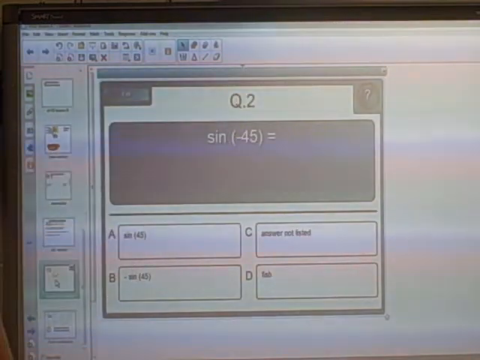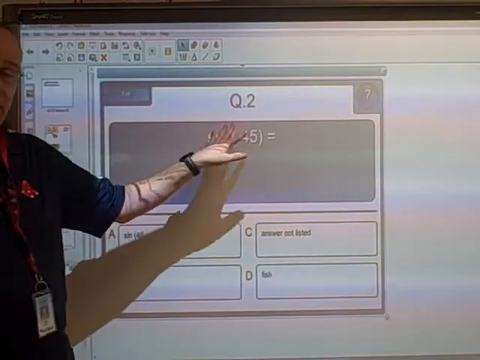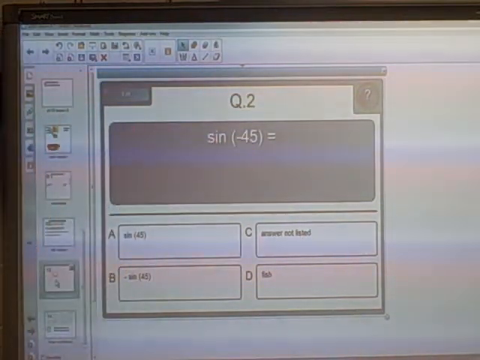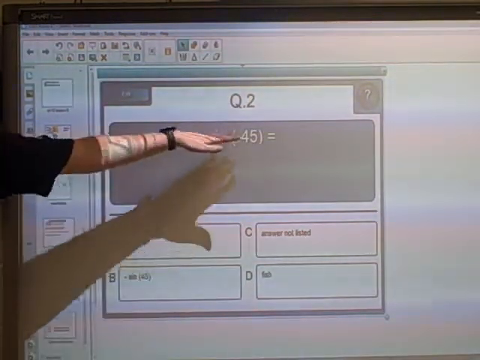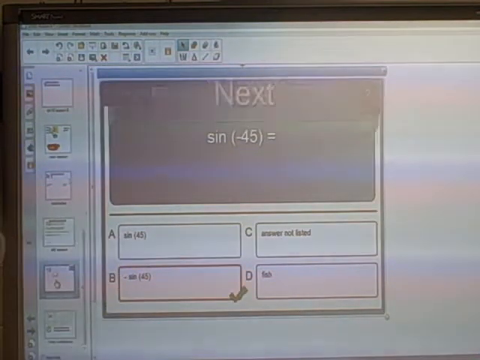Question 2, for sine, once again, I've replaced positive 45 with negative 45. So for sine, we have to think what type of function it is. That's an odd function. And for odd functions, we end up with the negative of what we started with. So instead of being sine 45, it's going to be negative sine of 45.